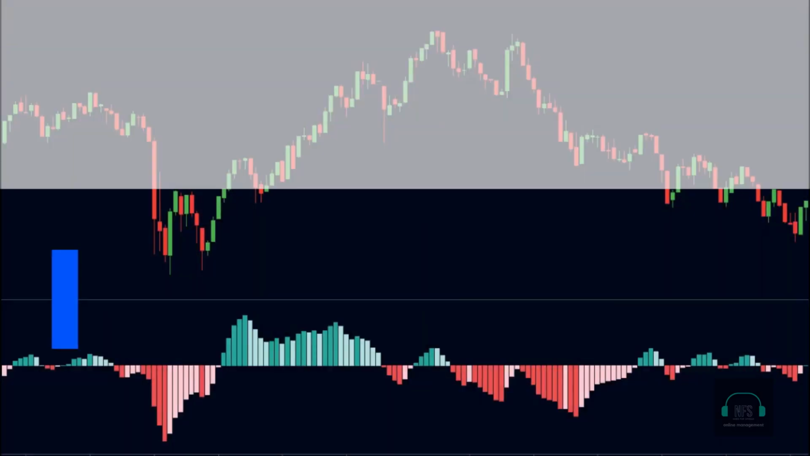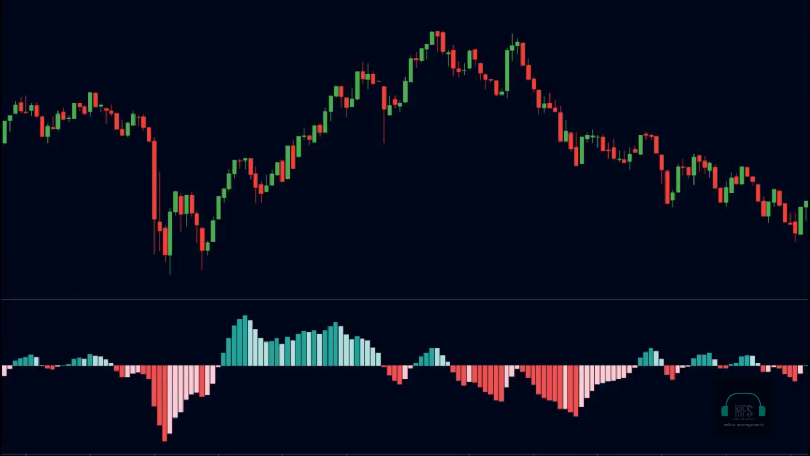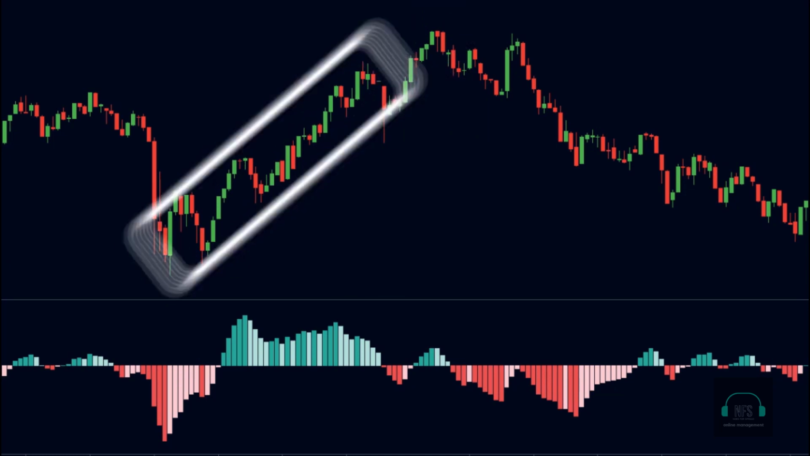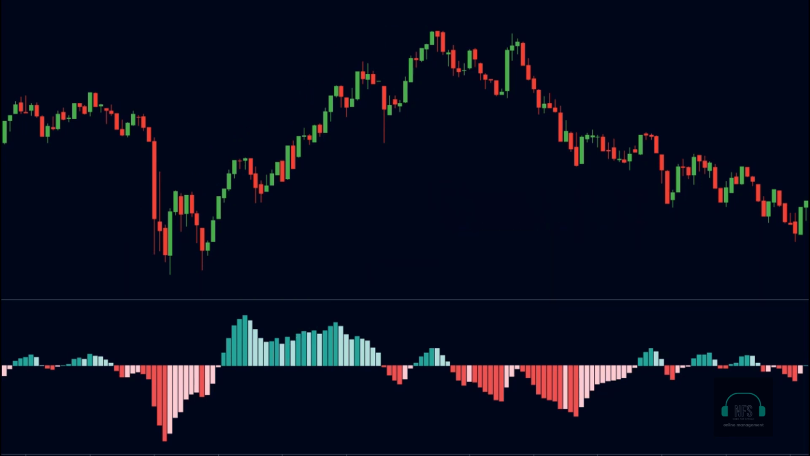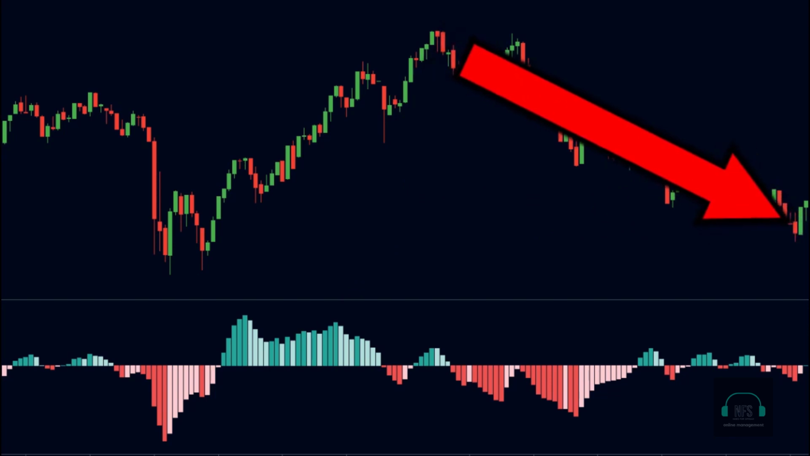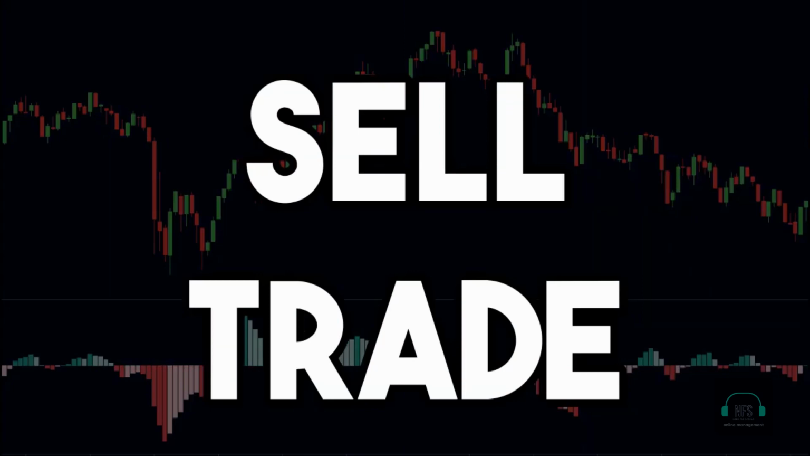By definition, a bearish divergence occurs when the price makes a higher high while the indicator makes a lower high. This shows us that the momentum on the second price move is considerably less than the momentum on the previous move. In other words, the momentum of the up move has decreased. Hence, we can expect the market to reverse and make a down move. So we want to take a sell trade.